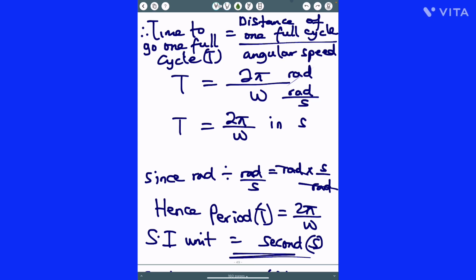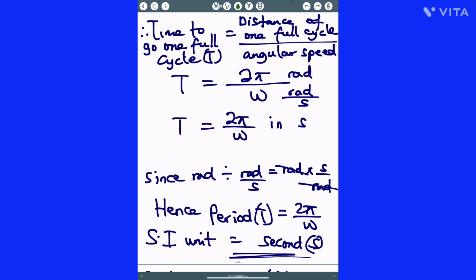Look at this very well. Radian divided by radian per second will be equal to radian times second over radian. So radian will cut radian and your answer will be left in seconds. So that means our formula is actually correct. You understand? If units simplify correctly, that means what you have written is correct. So that means period is 2 pi over W. Take note of that formula.